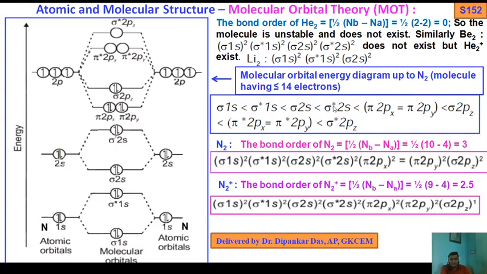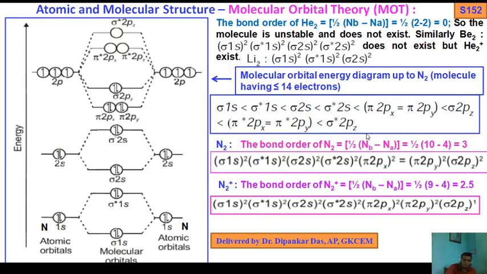The star or asterisk means antibonding. So sigma 1s is bonding MO, its antibonding is sigma star 1s. Sigma 2s bonding MO, its antibonding is sigma star 2s. Pi 2px, pi 2py bonding, its antibonding is pi star 2px, pi star 2py. Sigma 2pz bonding MO, sigma star 2pz antibonding MO.